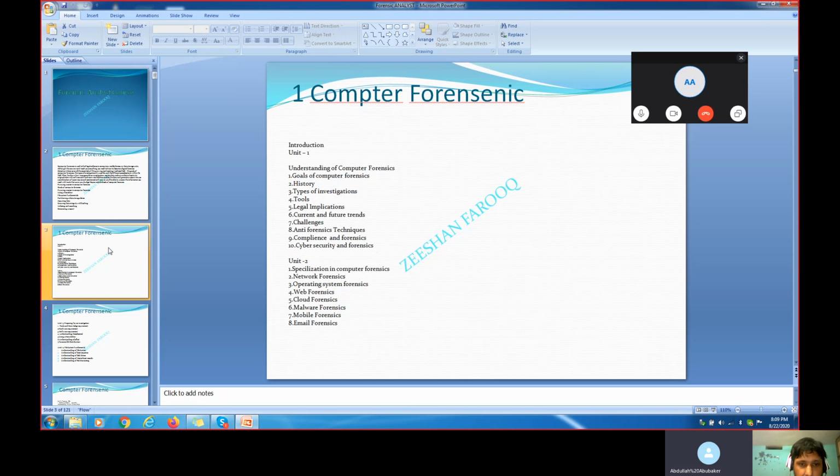In unit number one, we'll discuss the understanding of computer forensics: the goals, history, investigation, tools, legal implications, and current and future trends. We'll also cover the different challenges, anti-forensic techniques, compliance and forensics, and cyber security and forensics. In unit number two, we'll discuss network forensics, operating system forensics, web forensics, cloud forensics, malware forensics, mobile forensics, and email forensics.